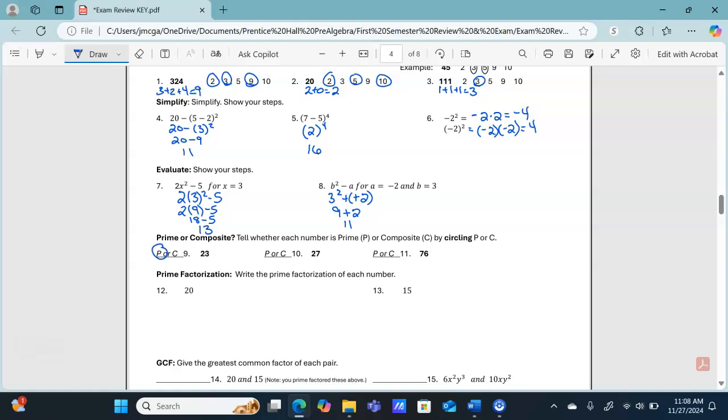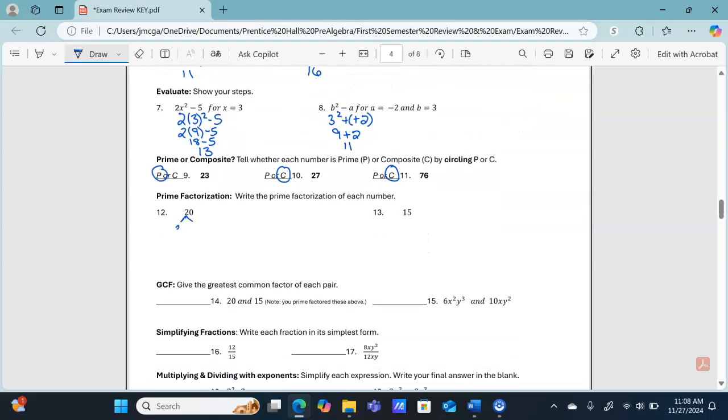23 is prime. 27 is divisible by 3 and 9, so it's composite. 76 is divisible by 2, so it's not prime, it's composite. So if it's divisible by anything, it's a composite number.